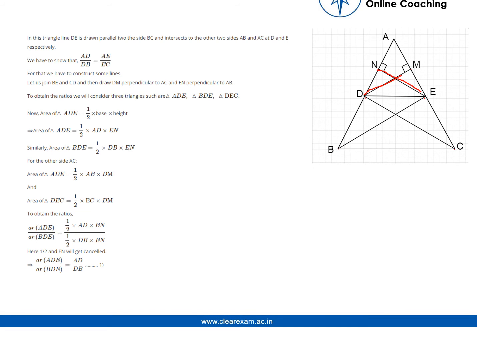To obtain the ratio, construct three triangles. So we are taking three triangles: ADE, BDE, and DEC. This one. Take all the triangles carefully because most of the time students make these kinds of mistakes. The triangle BDE, triangle DEC, and triangle ADE.